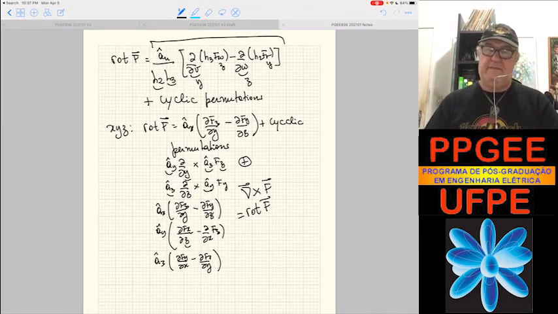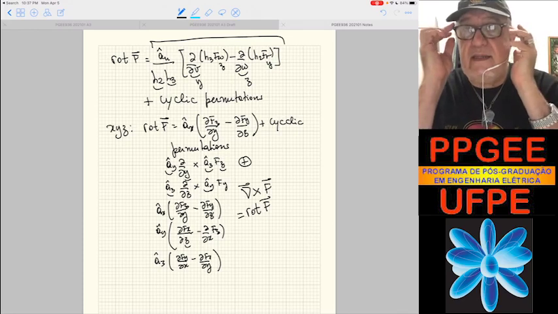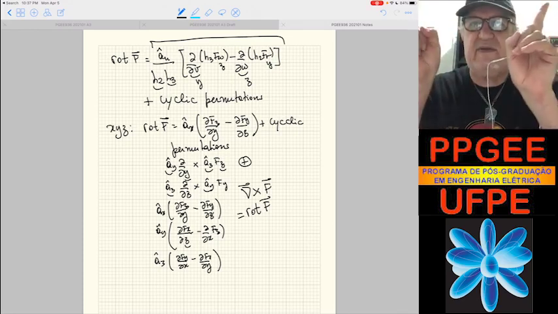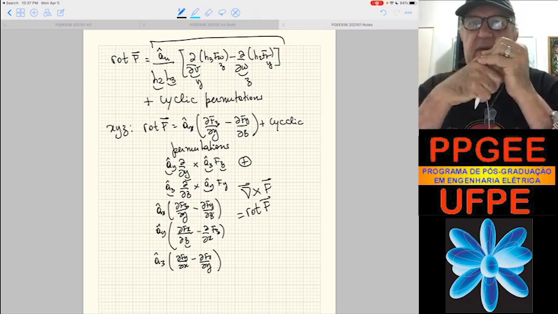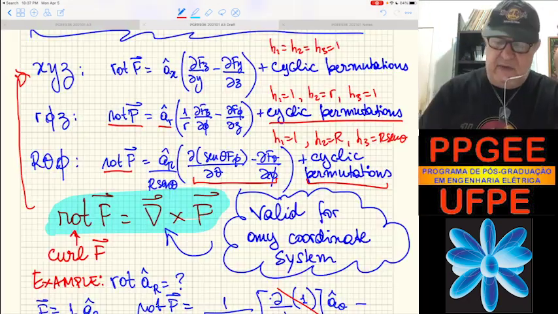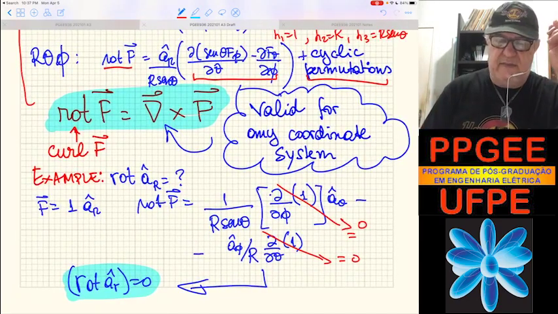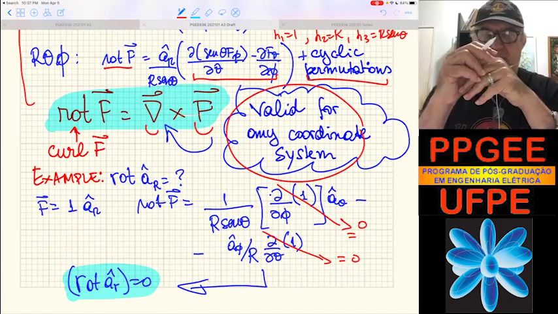So again, if it's true in one coordinate system, the vectors are there, it must be true in all the other systems. So this is a general rule in which the curl is simply the cross product between nabla and f, valid for any coordinate system. Okay.